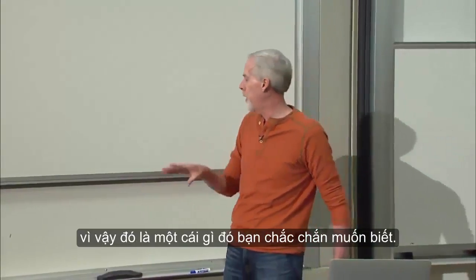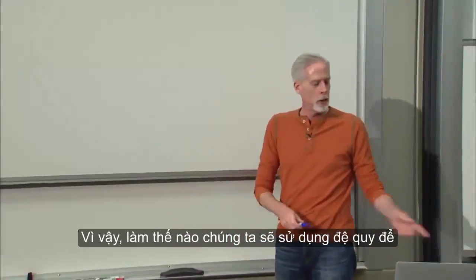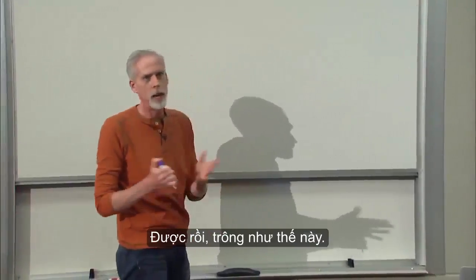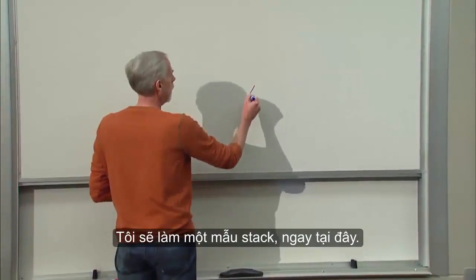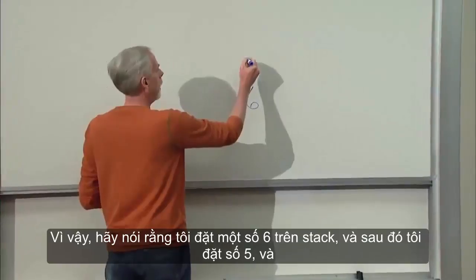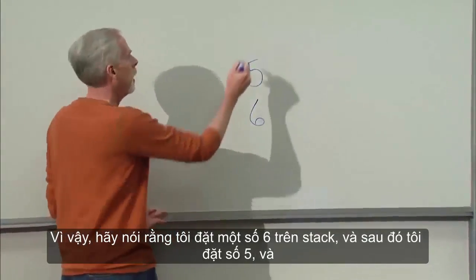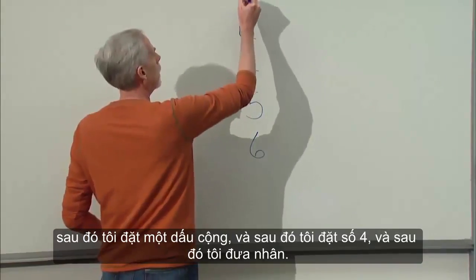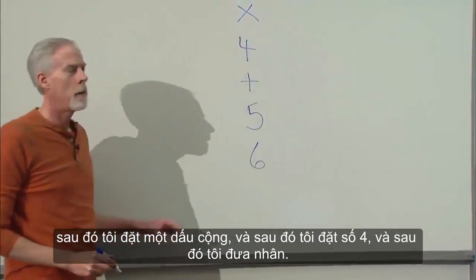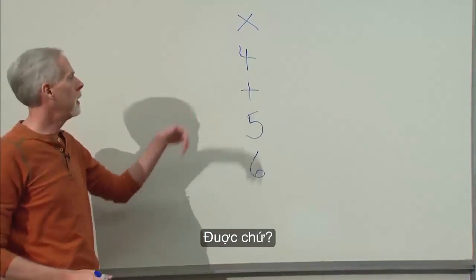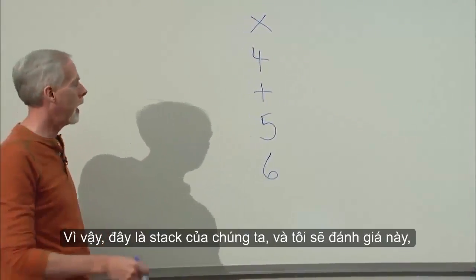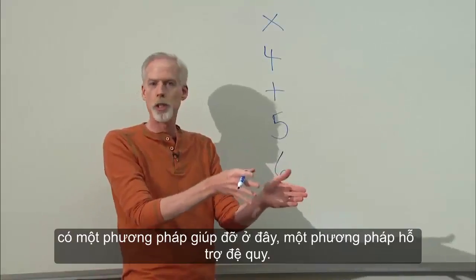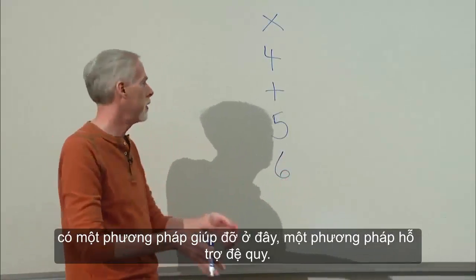So how are we going to use recursion to evaluate this stack? All right, looks like this. I'm going to do a sample stack right here. Let's say I put a 6 on the stack, and then I put a 5, then I put a plus, then I put a 4, then I put times. So here's our stack, and I'm going to evaluate this, and I'm going to use recursion. How am I going to do that? Well, really, what I'm going to do is have a helper method here, a recursive helper method. I'm going to call it evaluate also, actually.